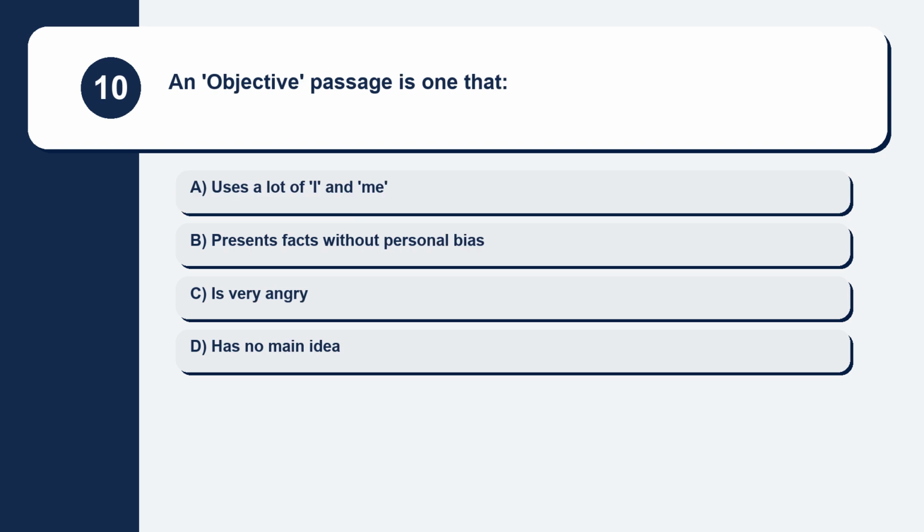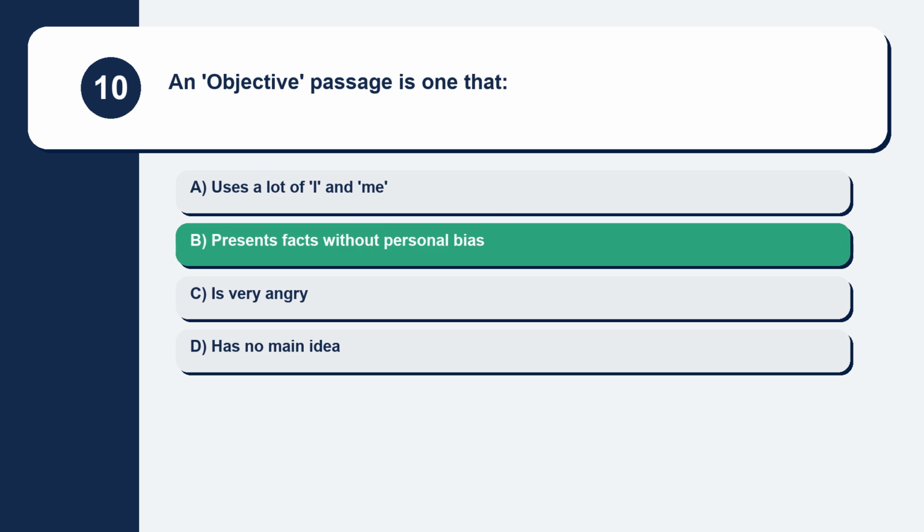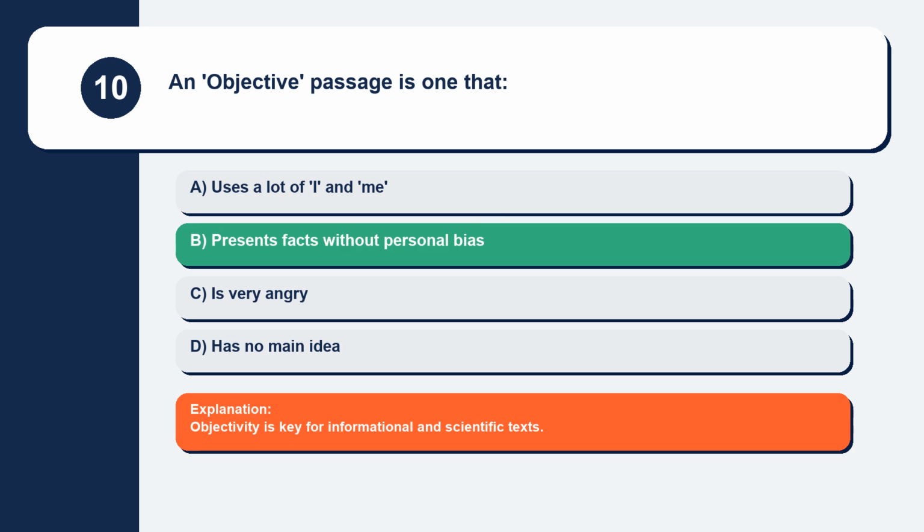Question 10. An objective passage is one that uses a lot of I and me, presents facts without personal bias, is very angry, has no main idea. Objectivity is key for informational and scientific texts.